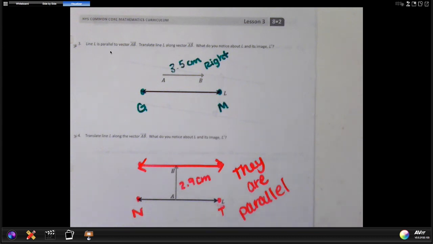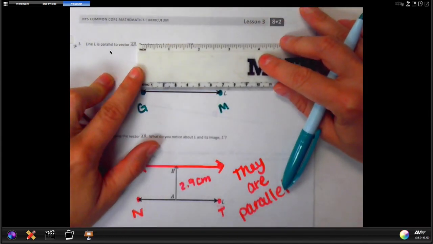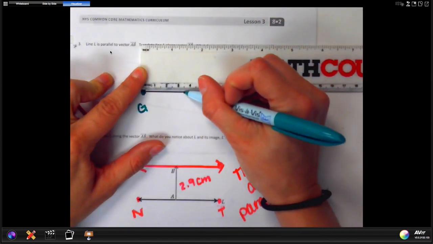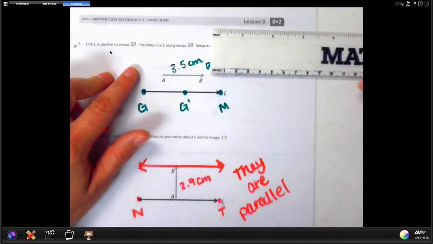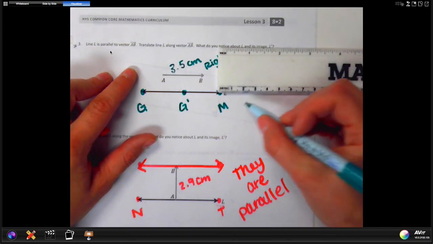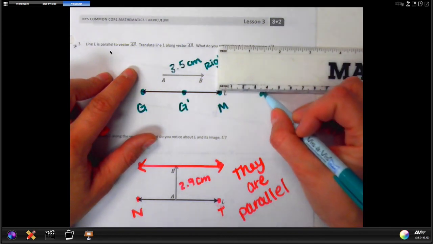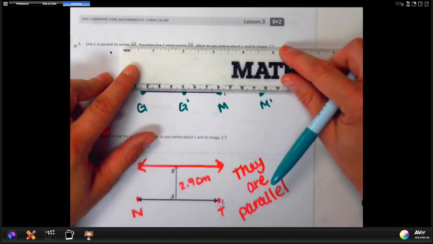Am I going to move it up at all or down at all? No, only going right. So let's go. Move it. Oop, not inches, centimeters. Okay, so here we go. 3.5 centimeters to the right. Ooh, G prime. I think some of you might be able to tell what's about to happen here. M, we're moving that. 3.5 centimeters to the right. M prime. I'm going to reconnect my dots.